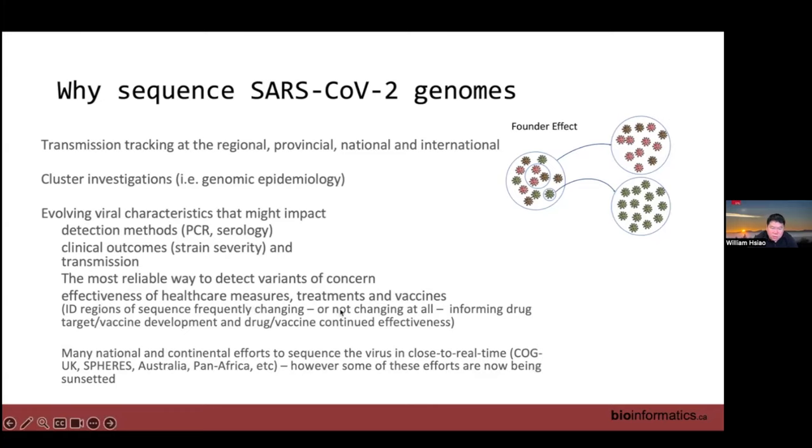It's also instrumental in informing treatment and vaccine development. As we all know, vaccine development has been tailored to the new strains as they become dominant, to make sure that they elicit proper immune responses. So many national and continental efforts to sequence the virus in close to real time was the hallmark of the pandemic. However, some of these efforts are starting to be sunset. In Canada, and in other places too, we are very interested in how we leverage these capacities that were built up during the pandemic and use them for other disease surveillance rather than just sunsetting these efforts.